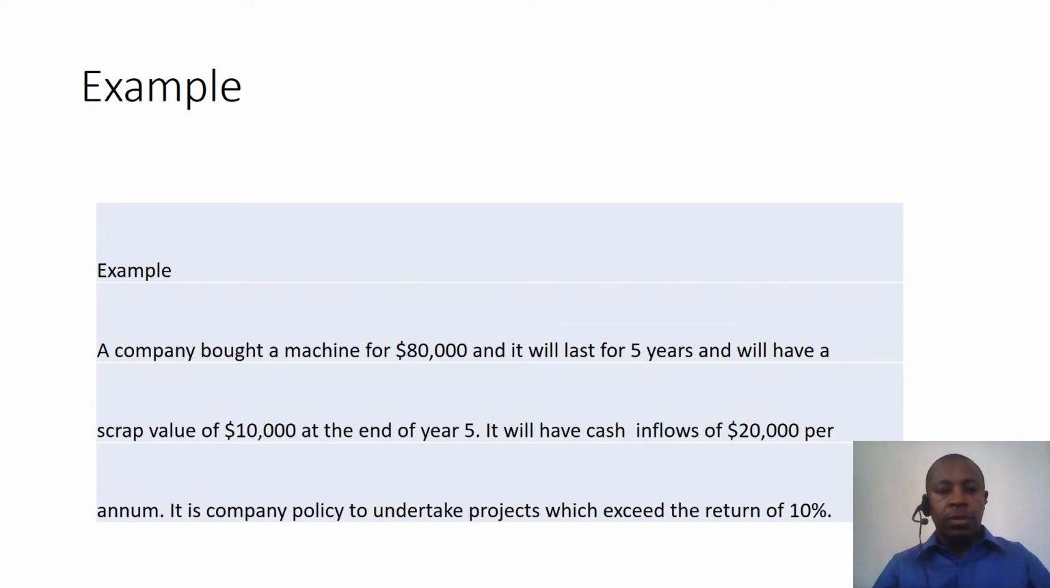Example: a company bought a machine for $80,000 and it will last for 5 years and will have a scrap value of $10,000 at the end of year 5. It will have cash inflows of $20,000 per annum. It is company policy to undertake projects which exceed the return of 10%.